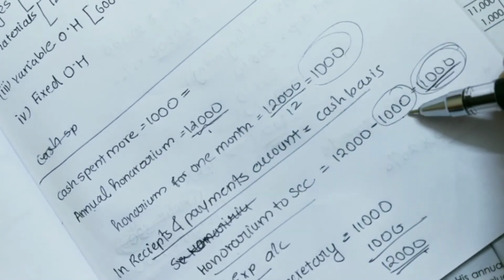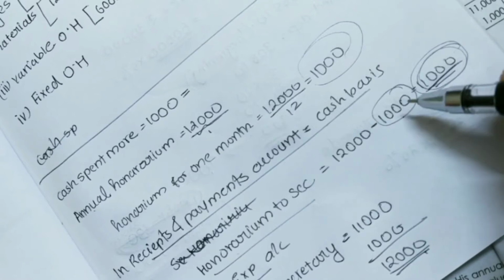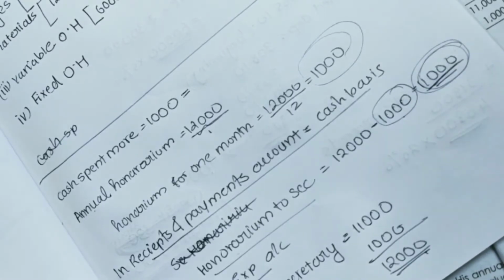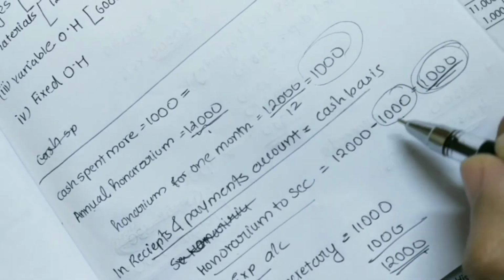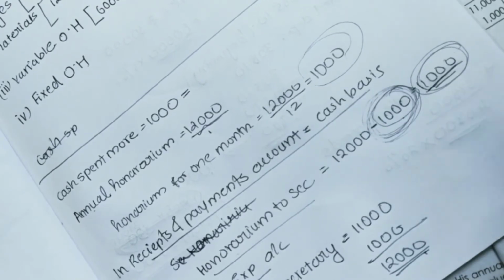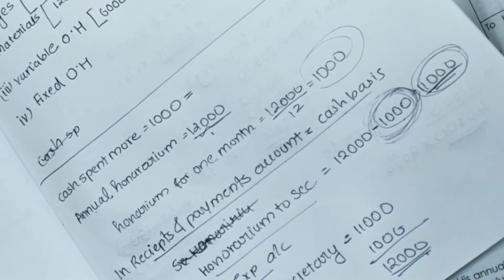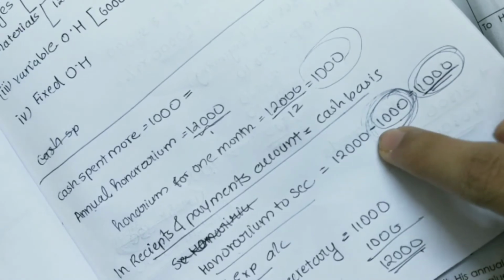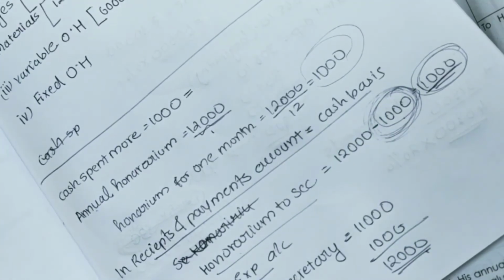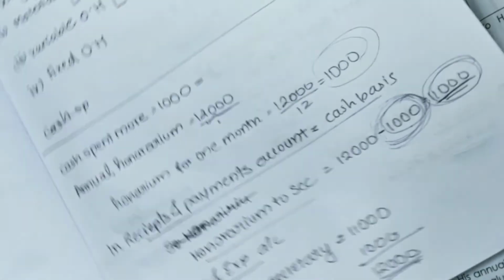This honorarium is the amount which the club should give to its secretary, but they haven't given it. So we have to show this amount on the liability side of the balance sheet. It is an outstanding item, so we write it on the liability side of the balance sheet. So that is how we do illustration 7. The other adjustments are very easy, you will be able to do them. So these are some points where you get confused while doing this illustration.